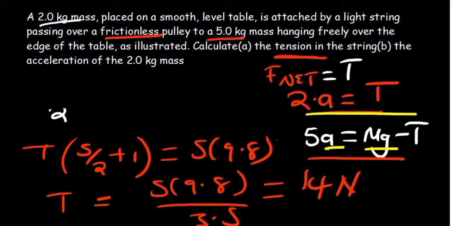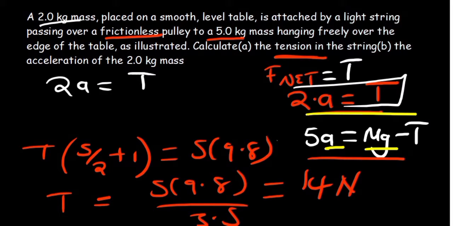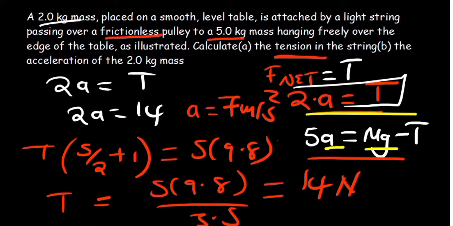Then how do we find the acceleration? We can go back to the first equation. We have 2a being equal to T, so 2a is equal to 14. Dividing by 2, our a is going to be 7 meters per second squared. So that is how you approach a question when you're given such a scenario where there is one mass that is suspended and one is on a table.